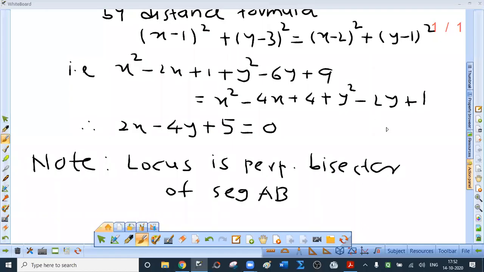If possible, write a note that locus is the perpendicular bisector of segment AB. Now, how will you verify the answer? See, what is the midpoint of segment AB? Midpoint of segment AB is (1 plus 2) upon 2, that is 3 by 2, and 2. So coordinates 3 by 2, 2 should satisfy the equation. Yes, they are satisfying. So what we have found is correct. This is how you have to verify the answer.